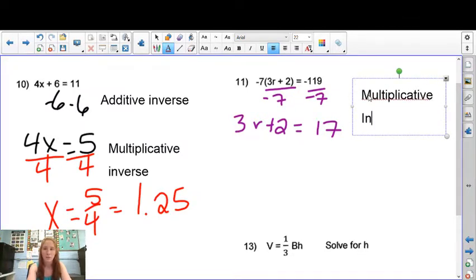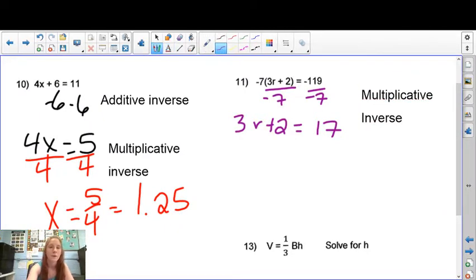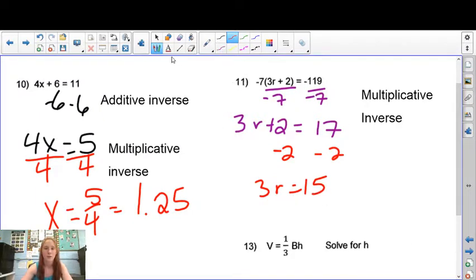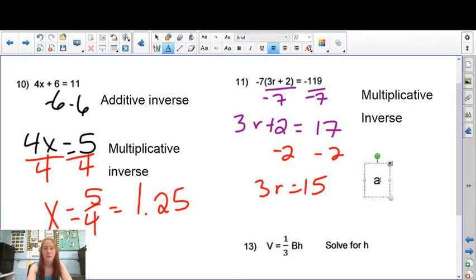Multiplicative inverse. Okay, next I'm going to go ahead and subtract 2. So 3r is equal to 15. And here is my additive inverse.